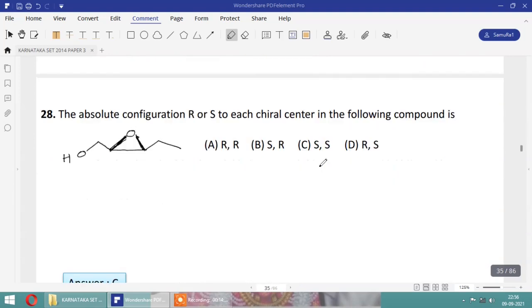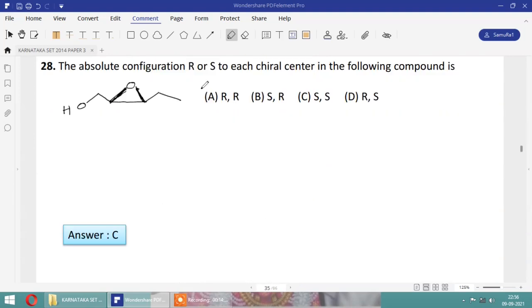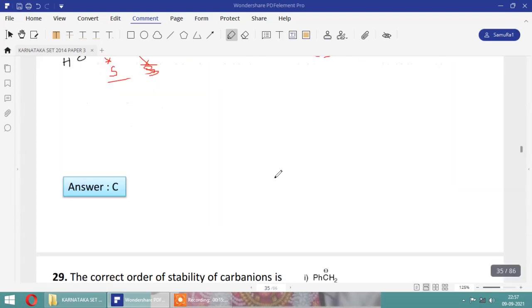Question number 28. The absolute configuration of the compound was given. The chiral center. This is a 2 chiral center. If you calculate, the answer will be yes and yes. You know RS nomenclature. Just calculate the RS nomenclature. You will get this as sinister, and this is also sinister. Option is C. Here I have not calculated. So we'll go to the next question.